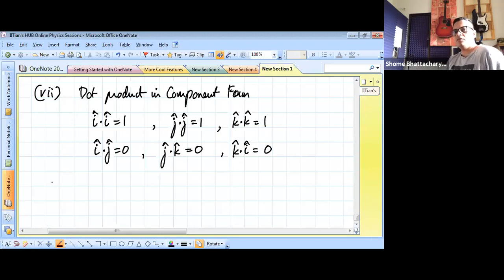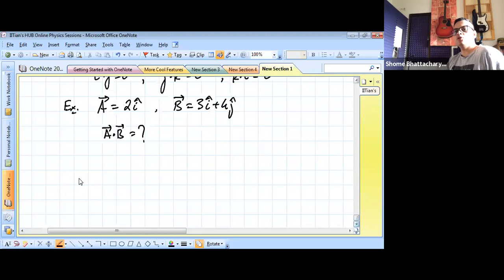Okay. Now, for example, if I want to do something like this, vector A is suppose 2 i cap and vector B is 3 i cap plus 4 j cap, and I ask you what is A dot B. So I have two options. One is I can do this geometrically. I can draw the vectors. So I can see that vector A is suppose like this. So magnitude 2 lying along the x-axis.